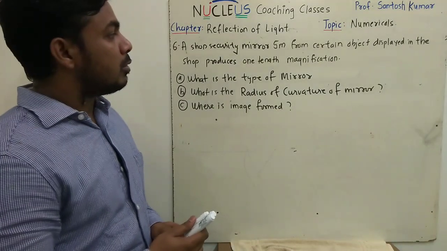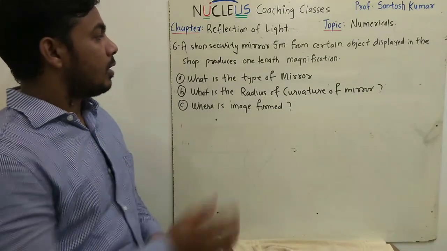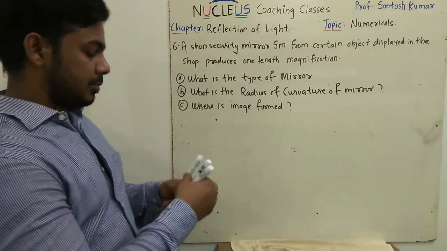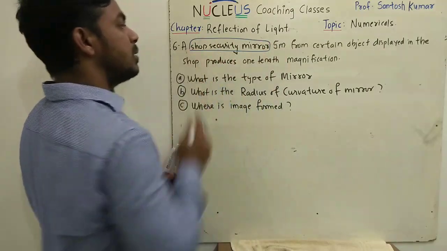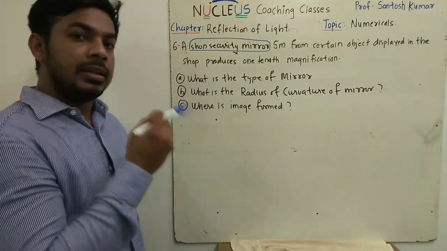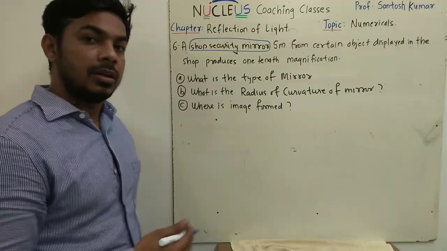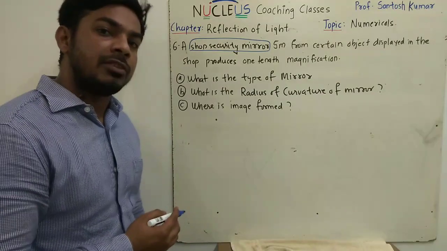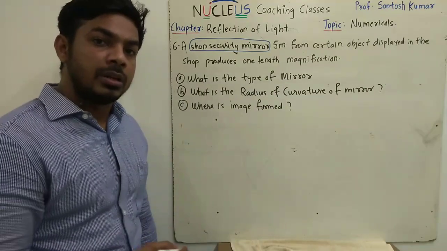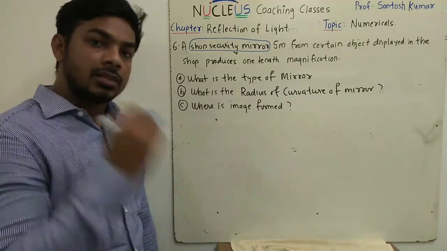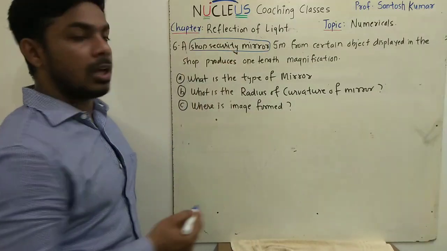Let's solve one more question from this chapter. A shop security mirror. From the first line itself we have a keyword: a shop security mirror. So this mirror is nothing but a convex mirror. If you remember the applications which I have given you, a convex mirror can be used as a rear view mirror, as a parking mirror, as a surveillance mirror, that is, as a shop security mirror.